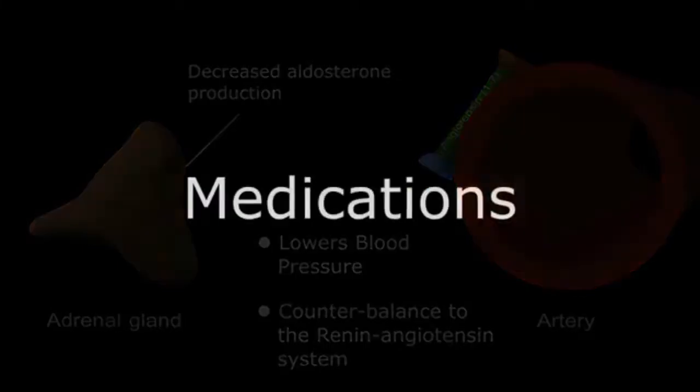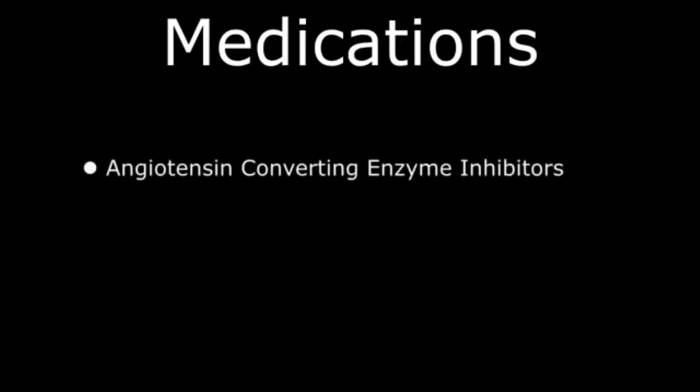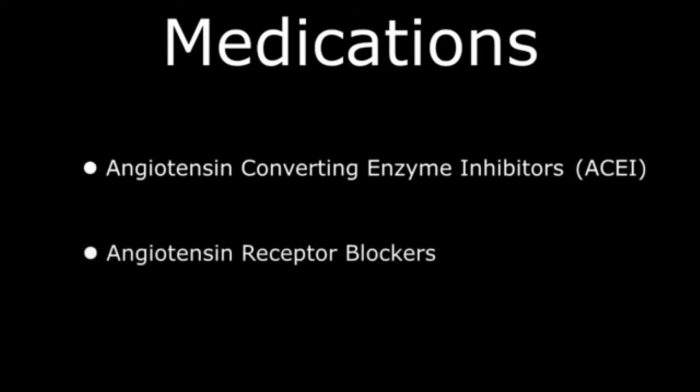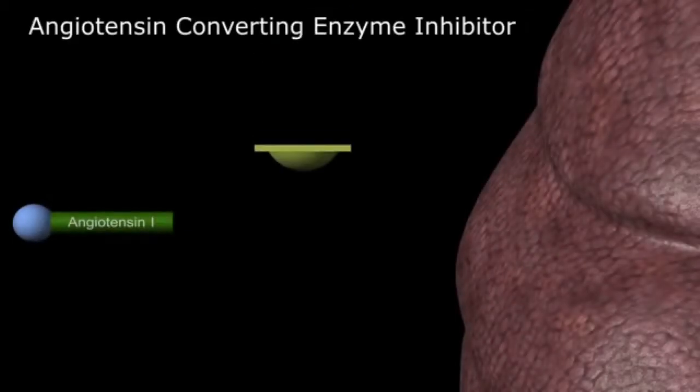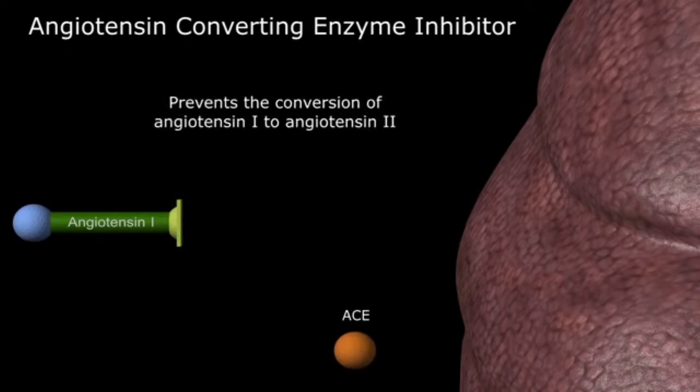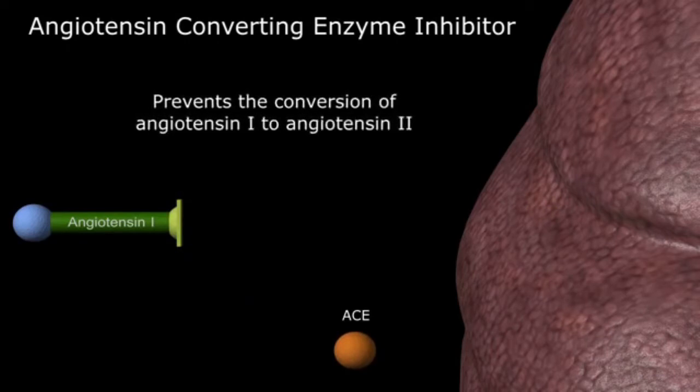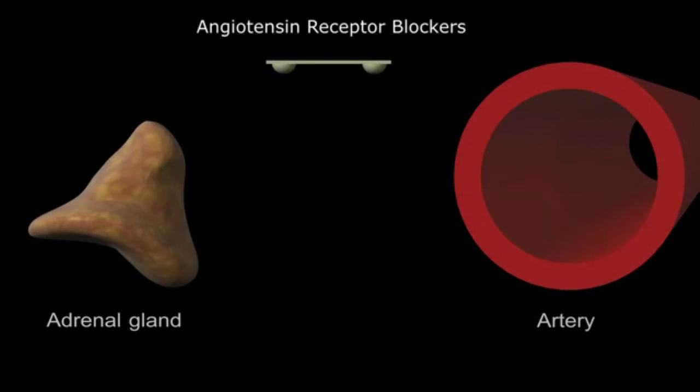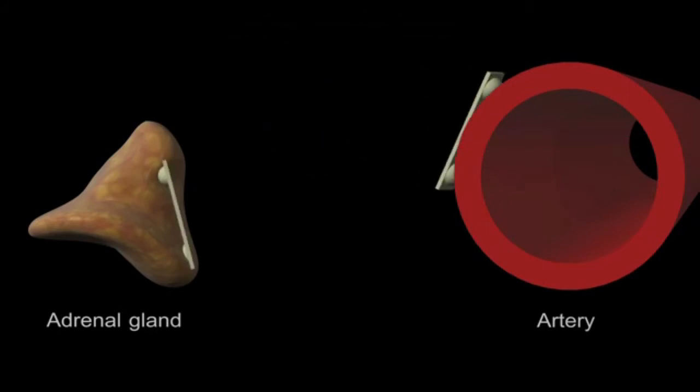There are medications that also counteract the effects of the renin-angiotensin system, including angiotensin-converting enzyme inhibitors, or ACEIs, and angiotensin receptor blockers, or ARBs. ACEIs are just like they sound, blocking angiotensin-converting enzyme from transforming angiotensin I to angiotensin II. Angiotensin receptor blockers are also descriptive, working on the system a little further down the line, blocking angiotensin II from binding to its receptors on the blood vessels and adrenal glands.